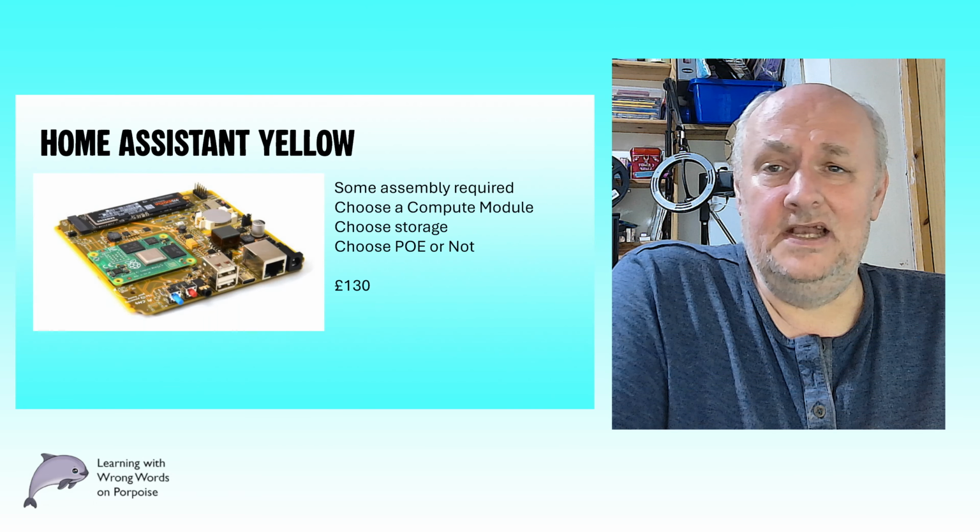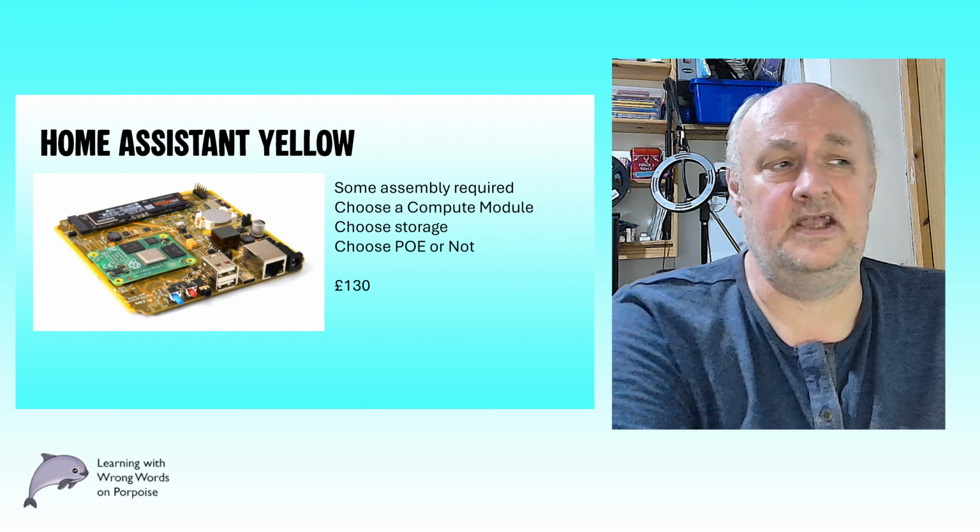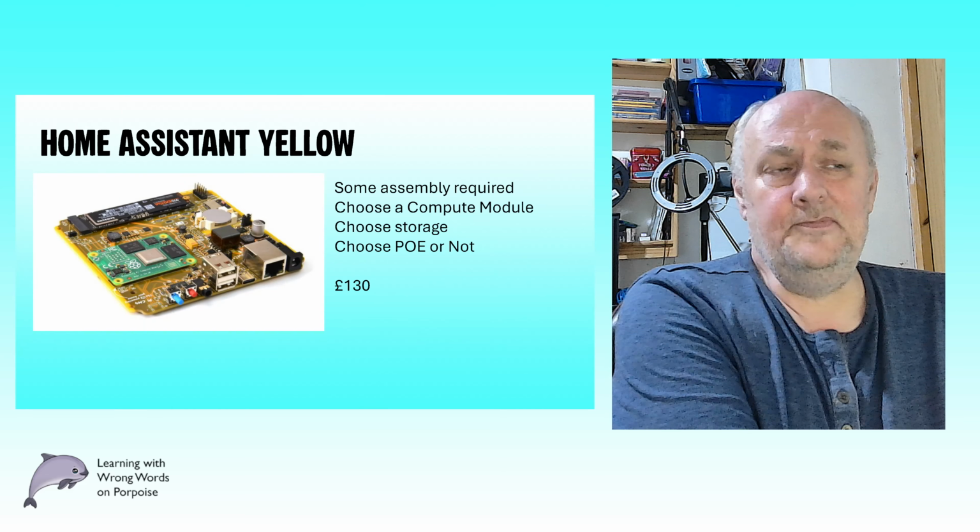Second on the list, we have a little bit of a shock. I've had to disqualify the Home Assistant Yellow. It comes as a kit, so it needs assembly and you have to choose the compute module. You have to choose what storage you've got. You have to choose whether you want PoE or whether you don't want PoE. It costs around £130. It's quite good for what it is, but it's not completely beginner friendly. So, disqualified.